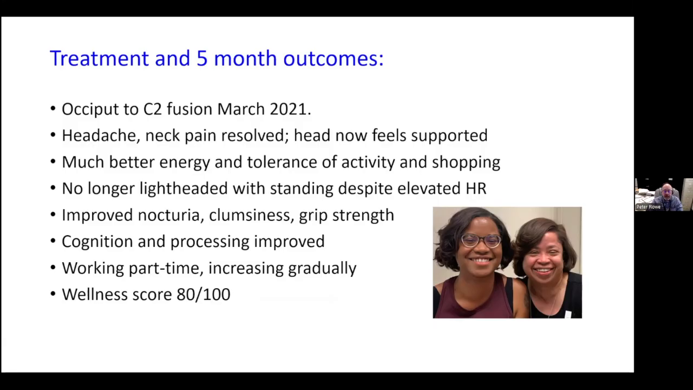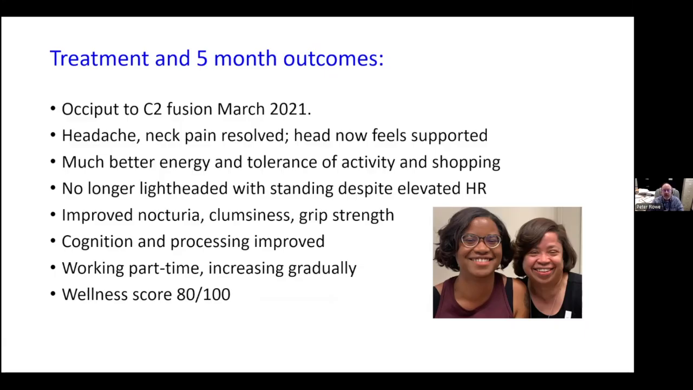So her headache and neck pain resolved. Her head felt supported. She had much better energy and tolerance of activity and shopping. Was no longer as lightheaded with standing. And a number of her other symptoms improved as well, including clumsiness and grip strength. Everybody thought that her cognitive function and processing were better, and she was able to work part-time in a research job and was increasing gradually. Her wellness score was 80 at this time.